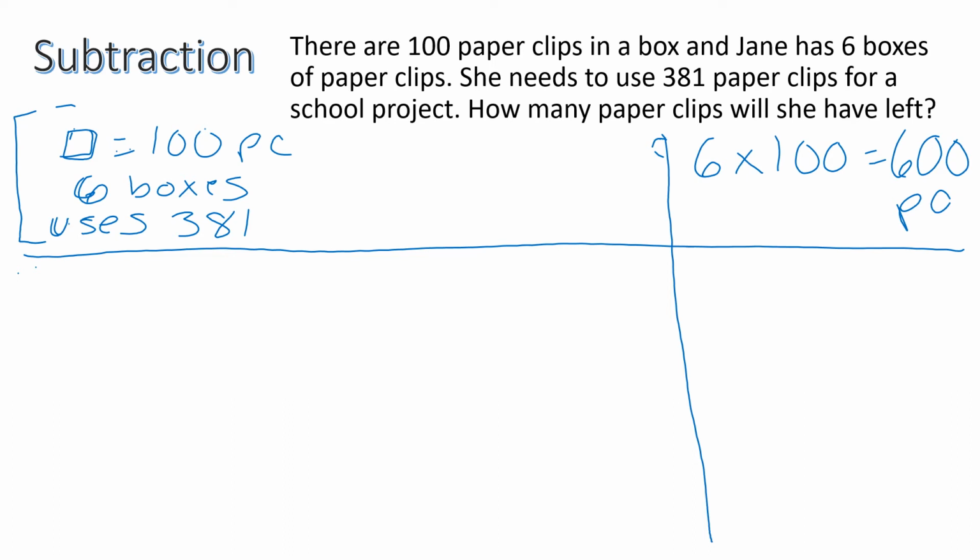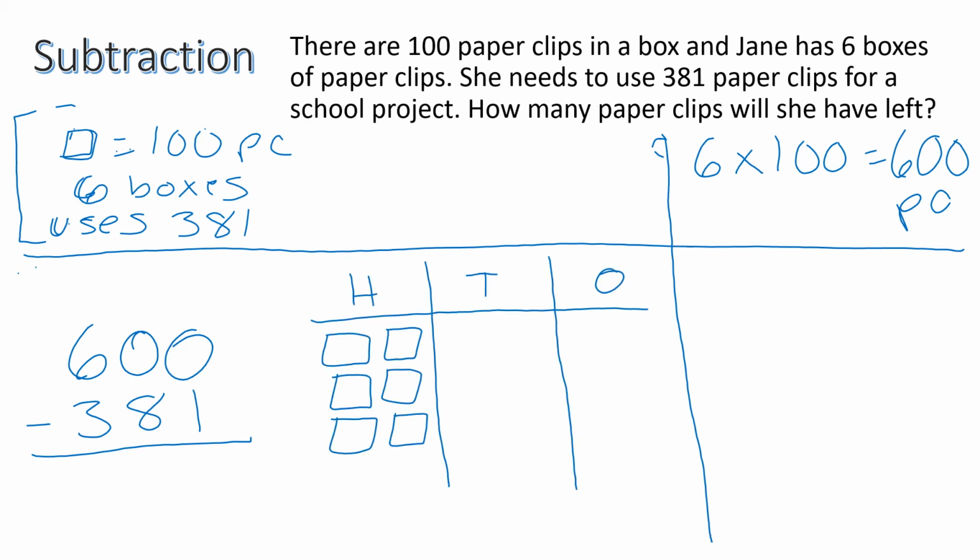Now I'm going to move on to my second step, which would be to set up the subtraction. If she uses 381, I know that I'm going to be subtracting from 600. Actually, let me move that over. I want some more space. 600 minus 381. Very important that your ones, tens, and hundreds are all in line. Okay, I'm going to pause it and set up my next part.